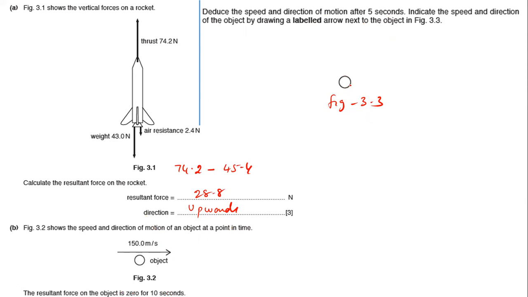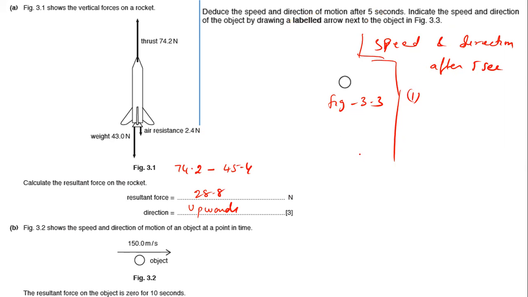After 5 seconds, what will be the speed and direction of motion? Indicate the speed and direction of the object. What will it be? Okay, let us first answer this one. What will be the speed and direction of the object after 5 seconds? You have to mention it in the same diagram. Read the question once again and deduce it based on it.